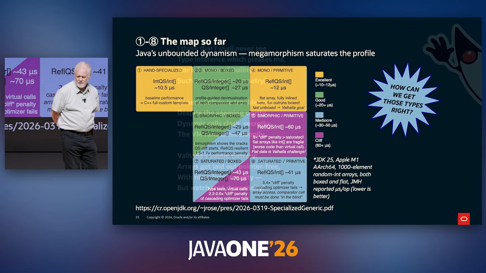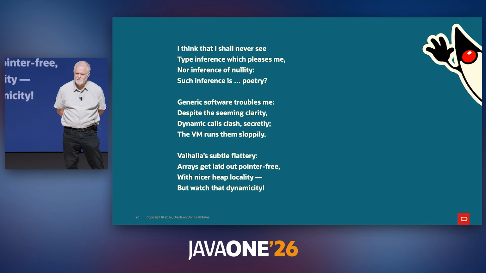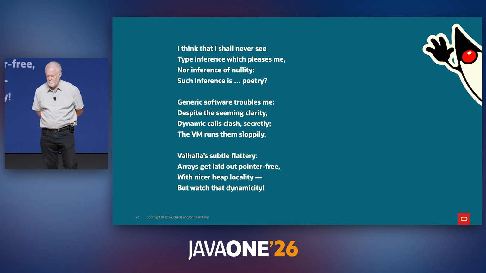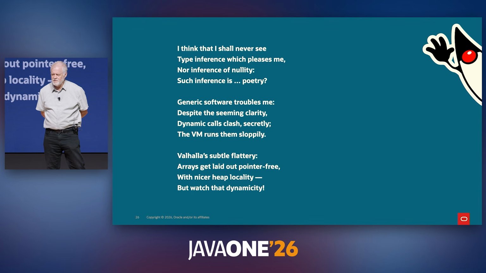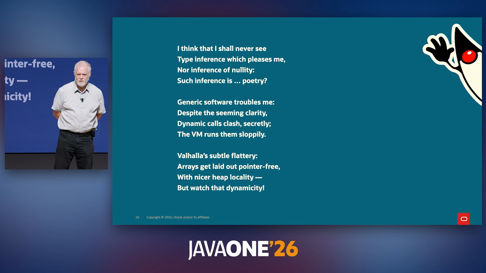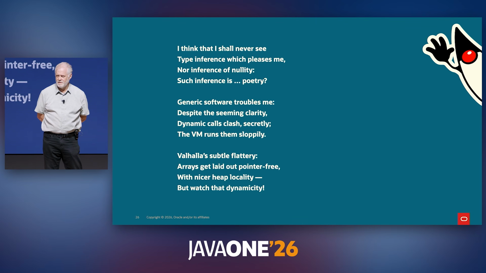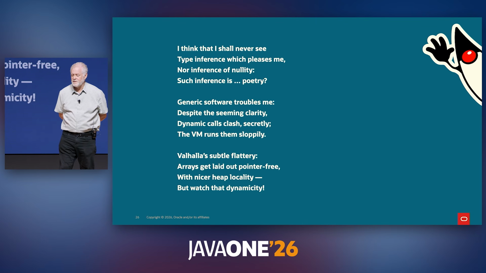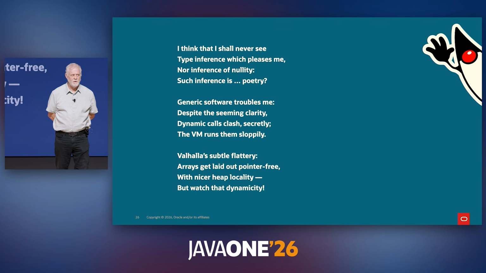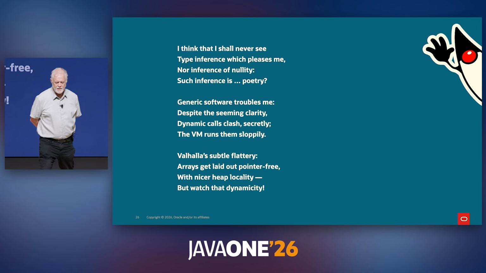Let's iron this out somehow. It's time for poetry. I think that I shall never see type inference which pleases me, nor inference of nullity. Such inference must be poetry. Generic software troubles me. Despite the seeming clarity, dynamic calls clash secretly. The VM runs them sloppily. Then Valhalla's subtle flattery. See what I did there? Arrays get laid out pointer free with nicer heap locality, but watch that dynamicity. Off the cliff you go.